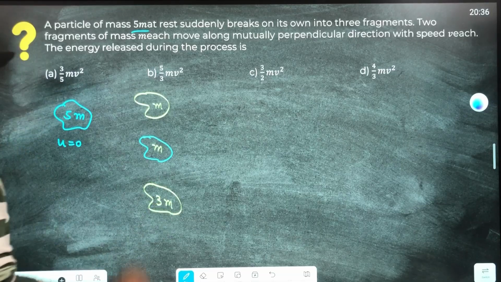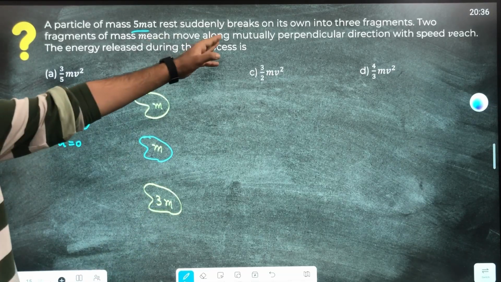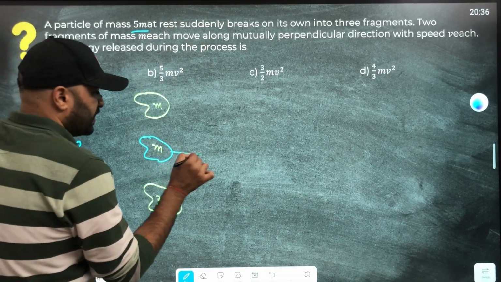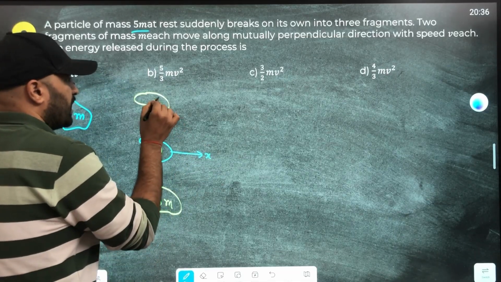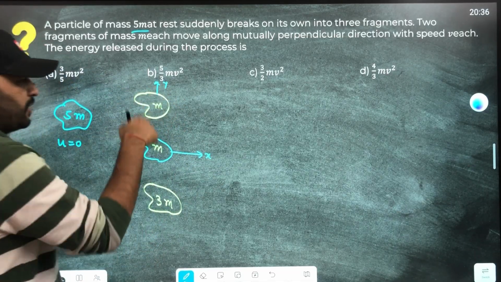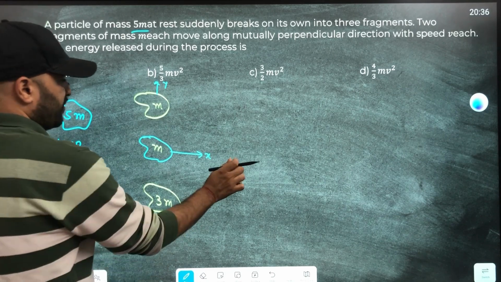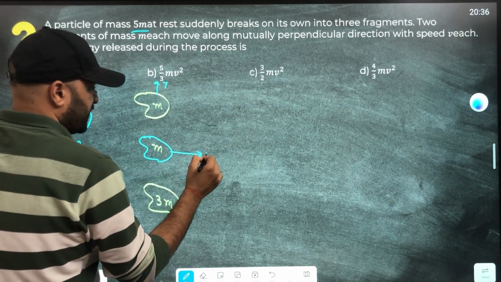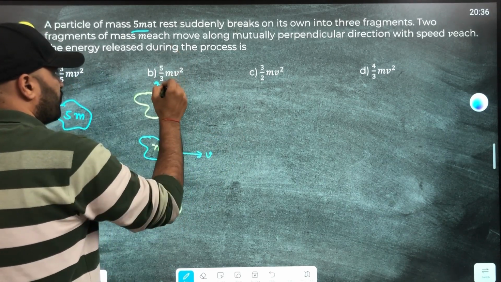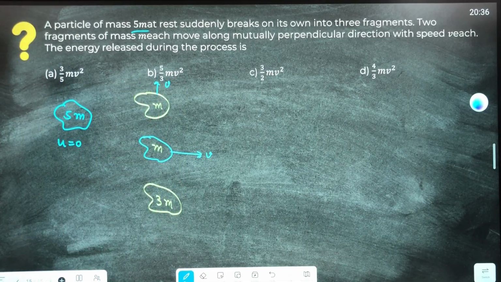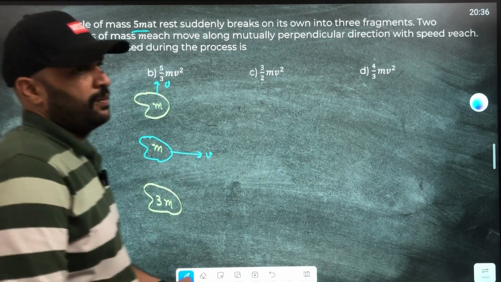I hope this is clear. Okay. Moving mutually perpendicular to each other. So if it is moving along the x-axis, this is moving along the y-axis, right? Mutually perpendicular to each other with a speed v each. So let's say this speed is v and this is also speed v. Okay, fine. The energy released during this process will be how much?